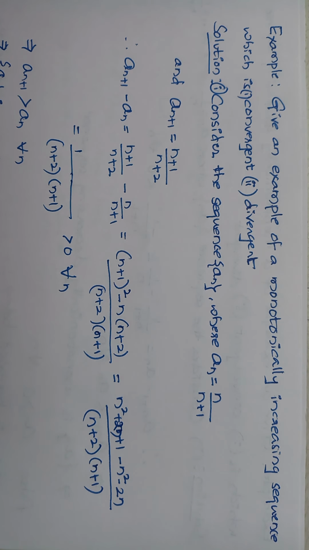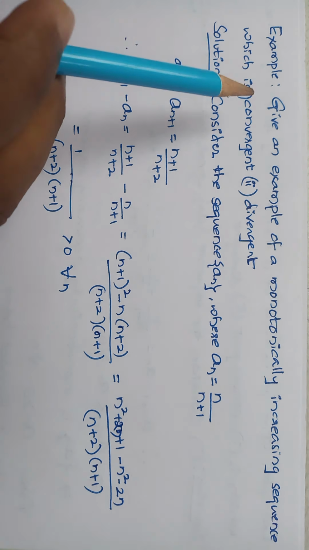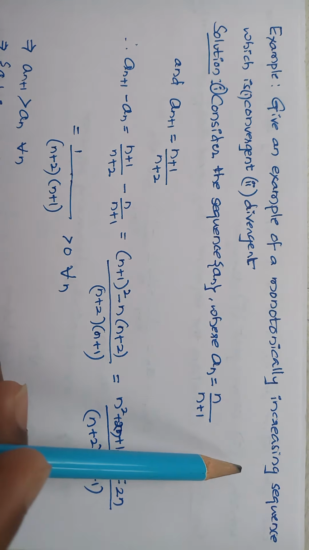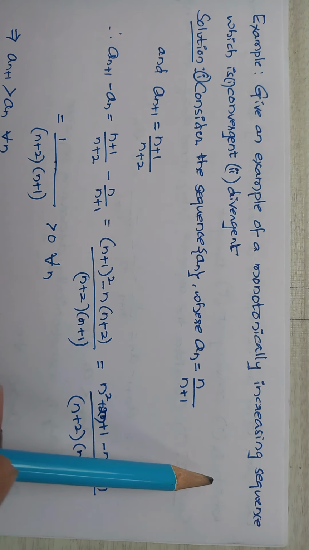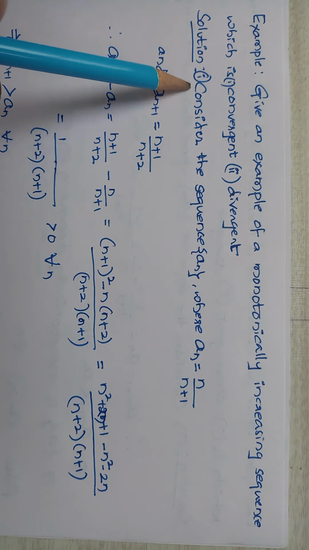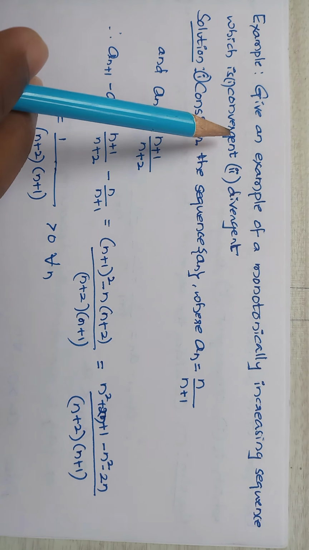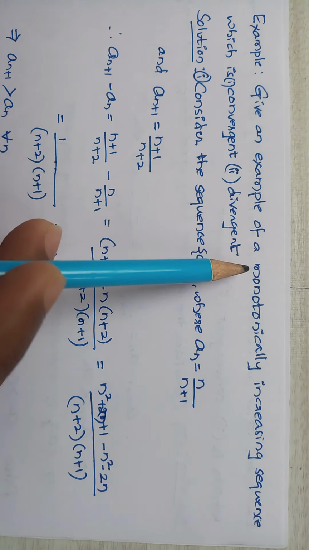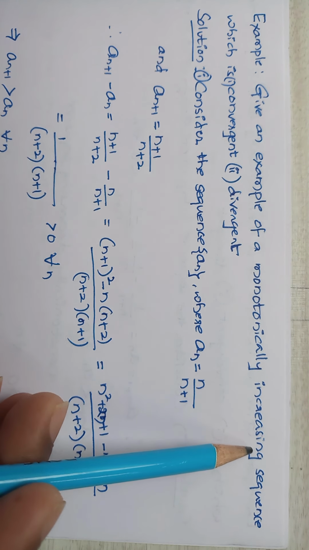So hi everyone. In this class let me discuss some more examples based on convergent and divergent sequences. The example is: give an example of a monotonically increasing sequence which is convergent and divergent. So we have to take an example which is a monotonically increasing sequence.